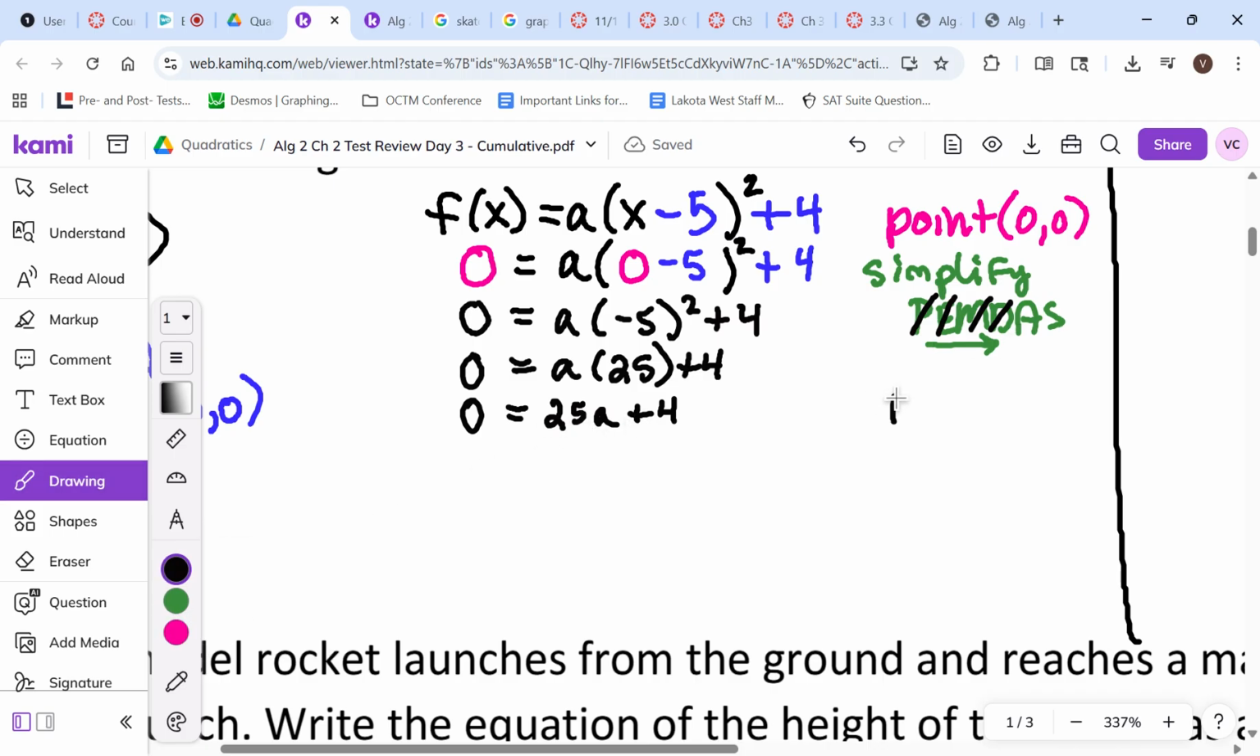So now I'm going to solve by doing PEMDAS backwards. So over here, we're going to take away 4. So that's adding, subtracting. And then I'm going to divide by 25.